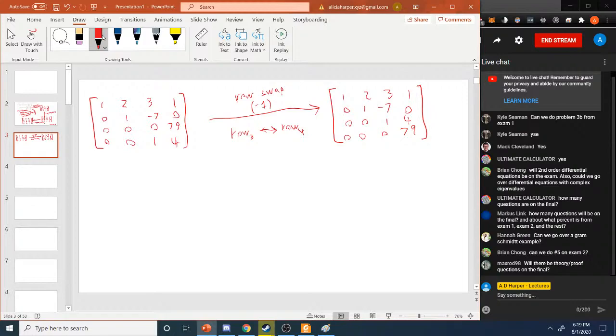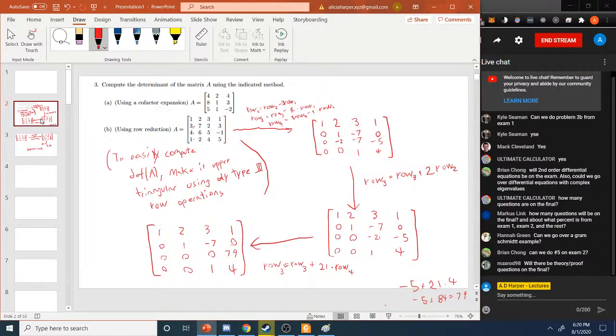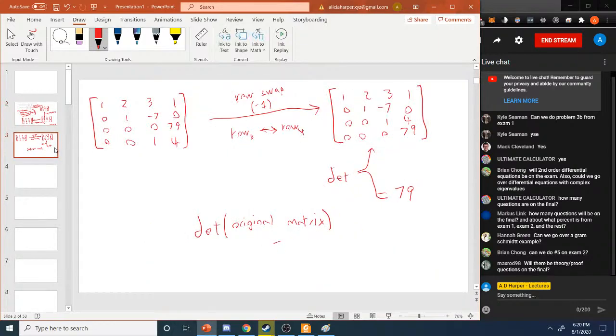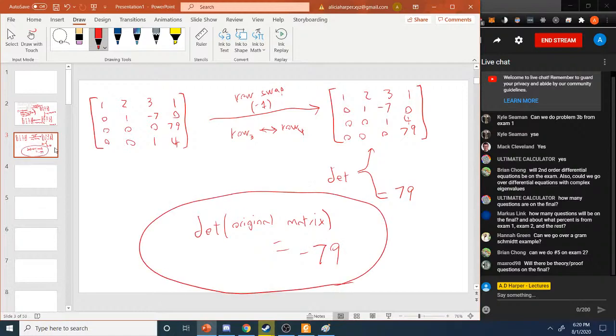And the determinant of this just ends up being equal to 79, which means the determinant of the original matrix, well, let's look at it. We had to do one row swap along the way, which changes the sign by -1, but everything else we did was type 3 row operations, which preserve the determinant. So it follows that the determinant of the original matrix is negative 79.